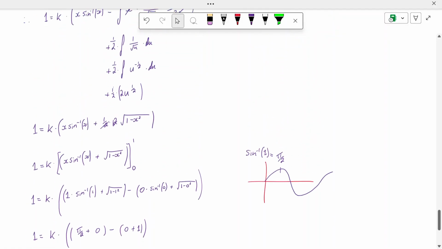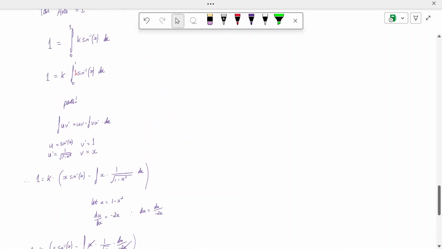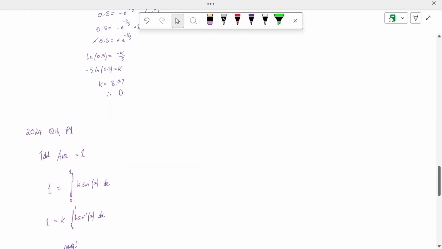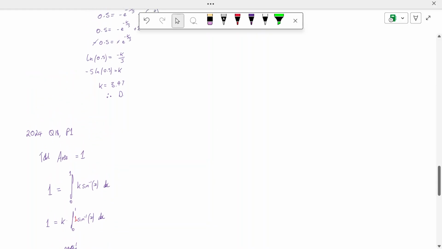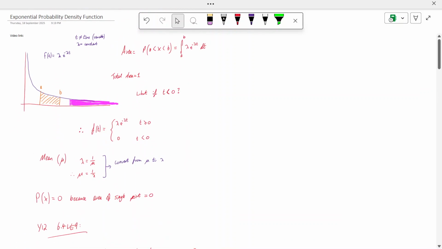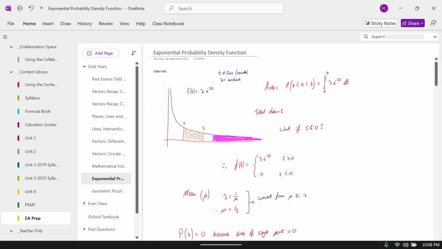So this is a nice application of probability density function work with our integration techniques as well, which is pretty good. And then that's pretty much all the tools that you'll need in order to tackle exponential probability density function questions.